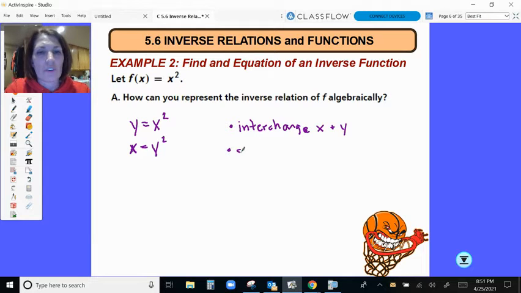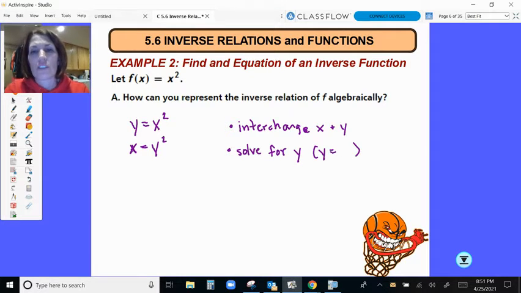After I do that, I'm going to solve for y. So I end up getting y equals something. In order to do that here, I want to take the square root of both sides.